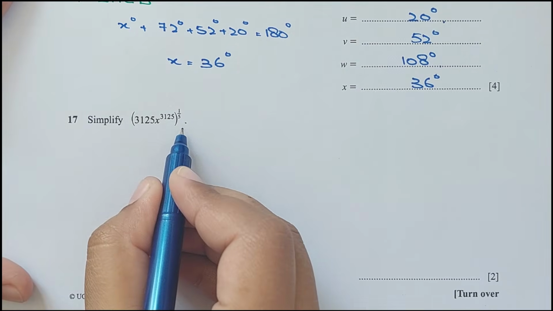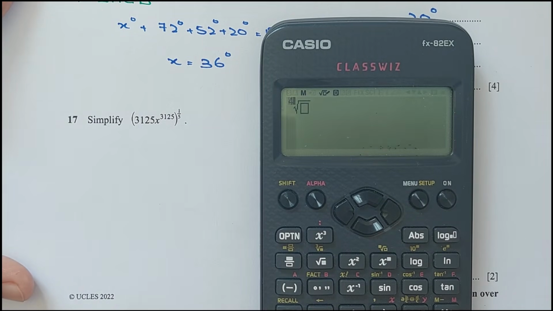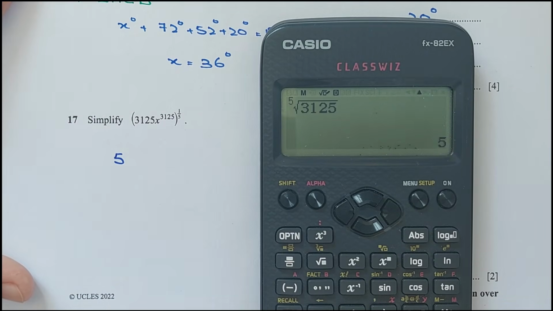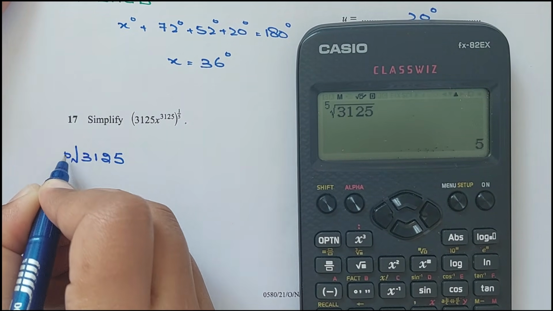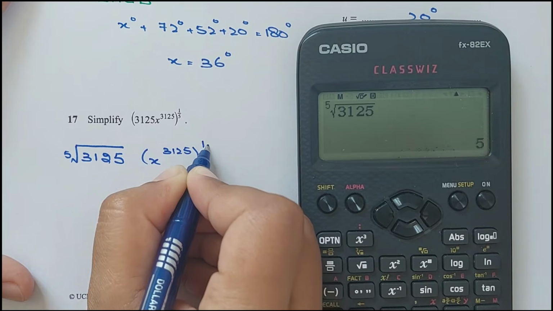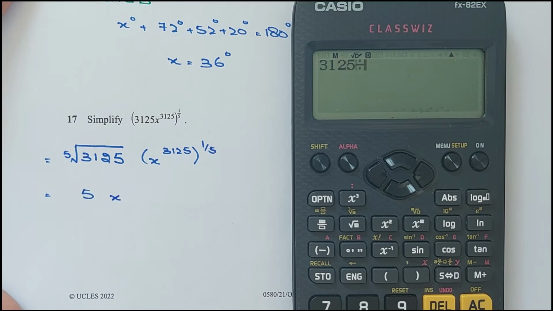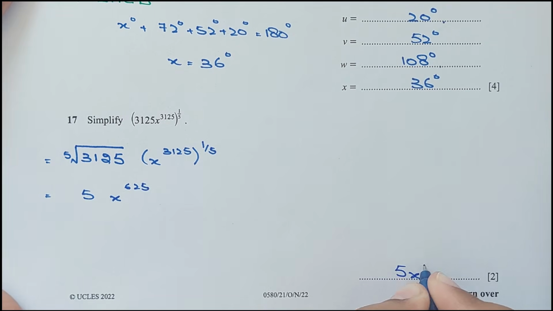Question number 17, we have to simplify the fifth root of this number. Let me calculate the fifth root of 3125, which is 5. No, sorry, if I do this, this is the fifth root, and 3125 to the power of 1 by 5 equals 5, and here 3125 divided by 5 is 625. This is the simplified form: 5 times the fifth root of 625.